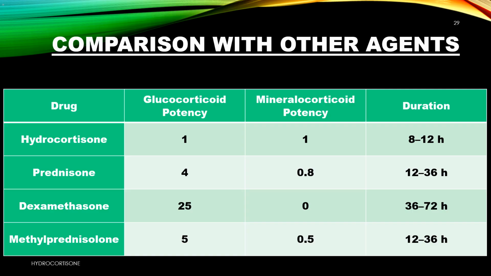3. Dexamethasone is a highly potent glucocorticoid with a potency of 25, and has negligible mineralocorticoid activity. Its duration of action is 36 to 72 hours, making it suitable for long-term effects. 4. Methylprednisolone has a glucocorticoid potency of 5 and a mineralocorticoid potency of 0.5. Its duration of action is 12 to 36 hours, and it is often used for its potent anti-inflammatory effects.